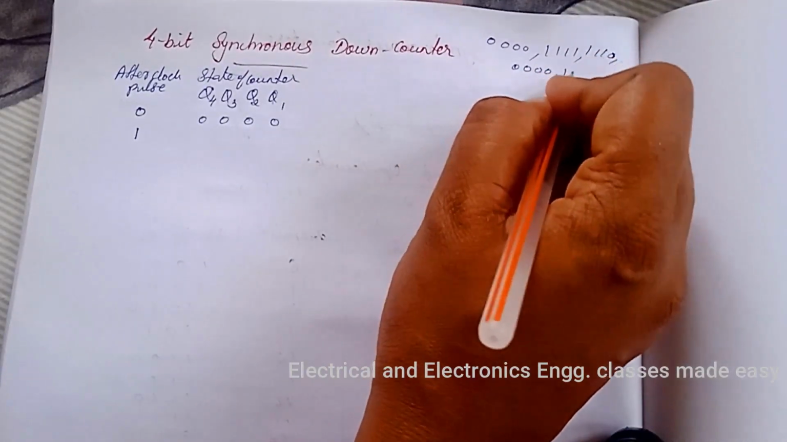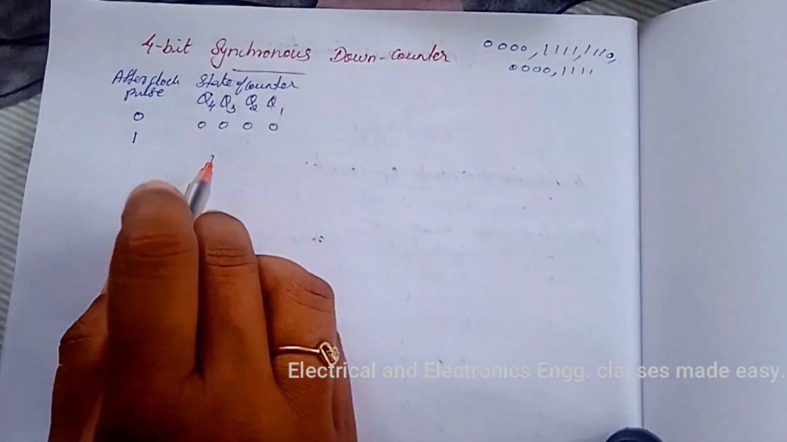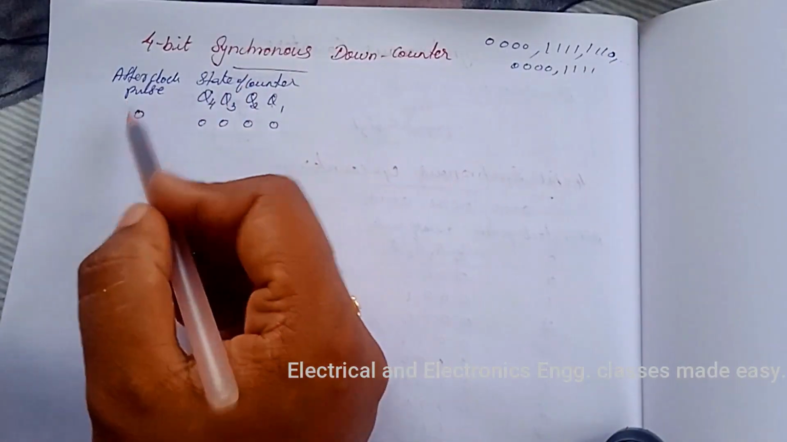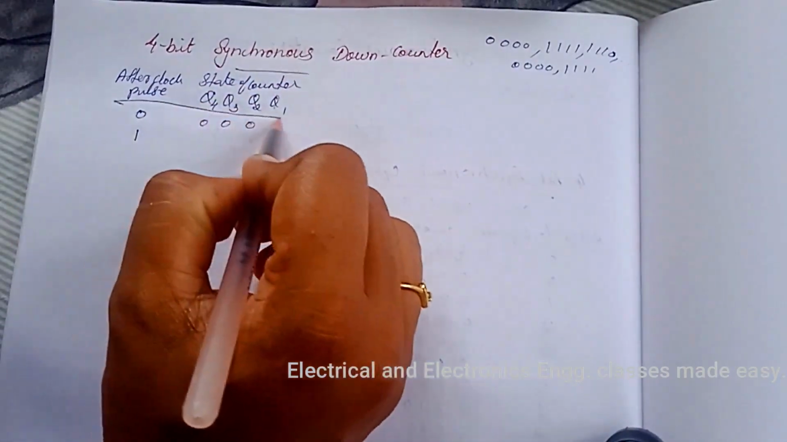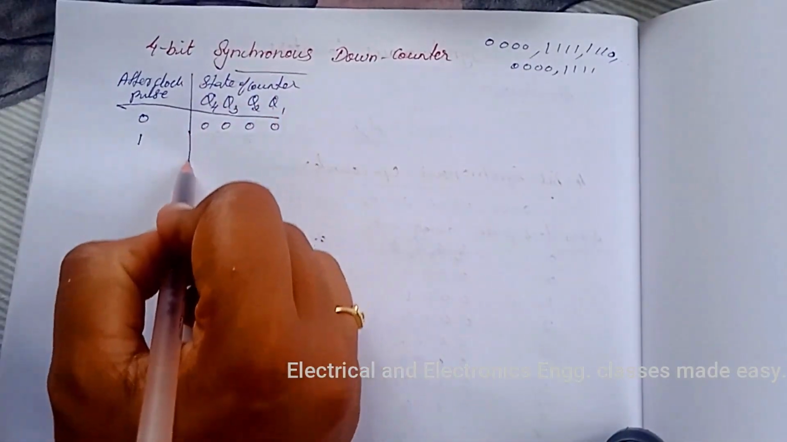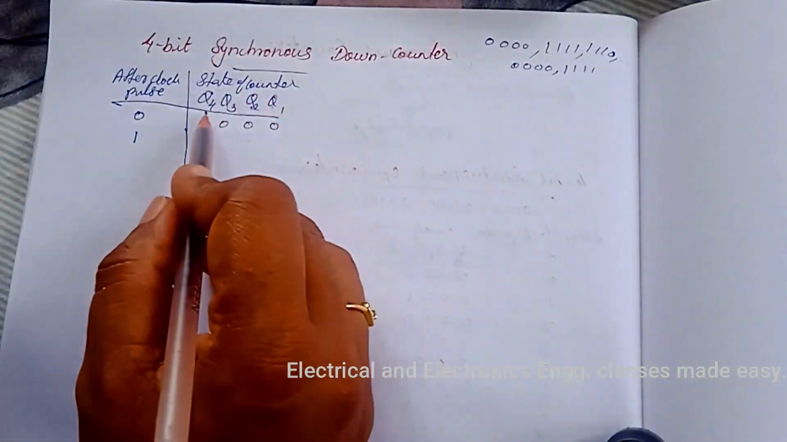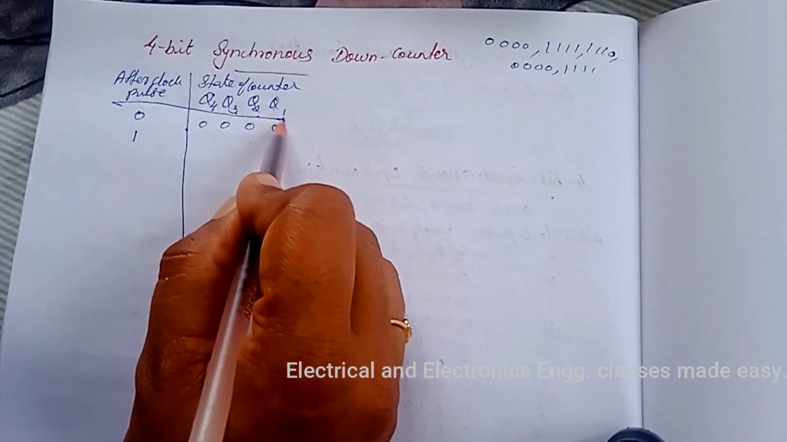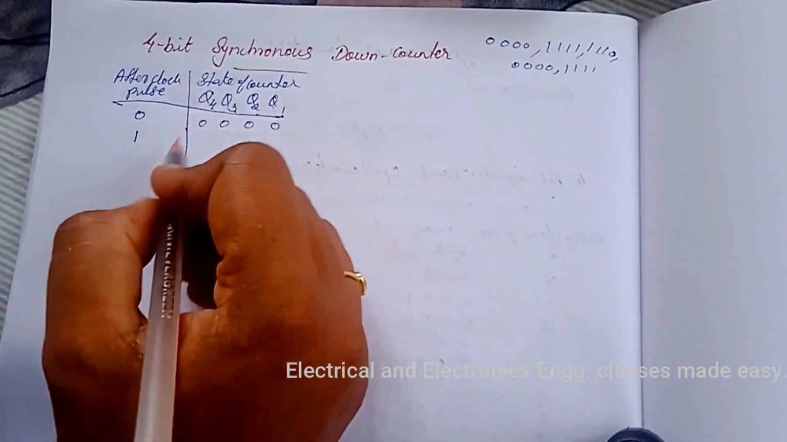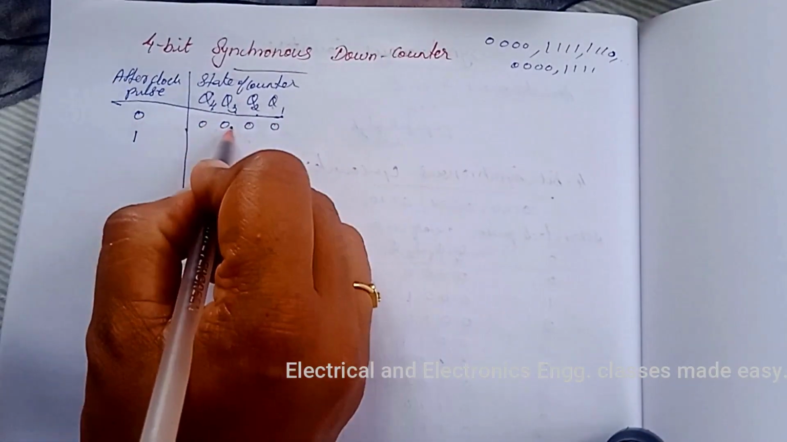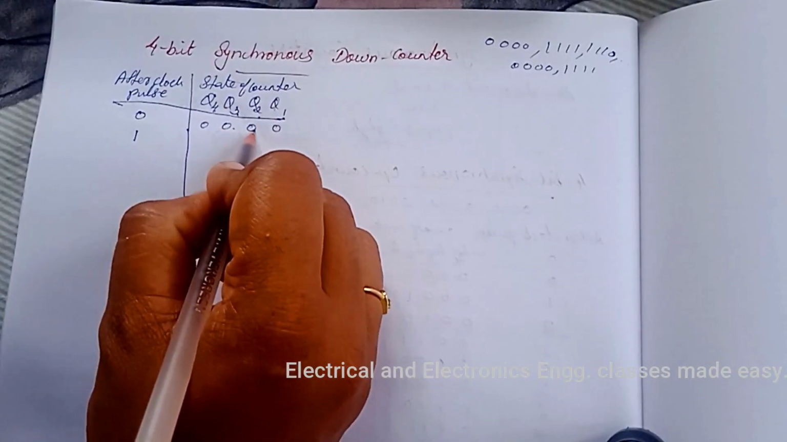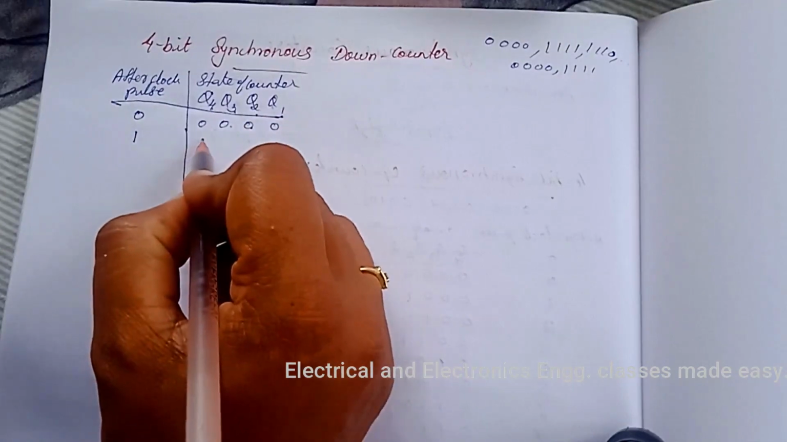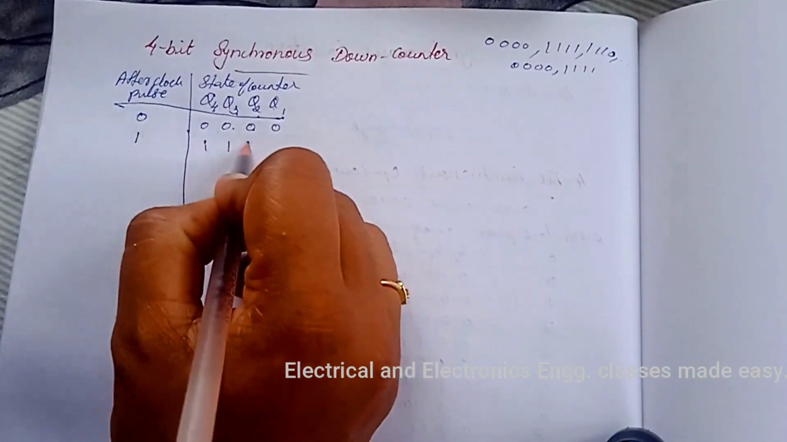0000, again 1111, like that. So let us write the counting sequence. So this is after clock pulse, and the second one is state of counter, that is Q4, Q3, Q2 and Q1, the outputs of the 4 flip-flops. So this is the first state of the flip-flop, that is in reset mode. Then after the first clock pulse, the output will be 1111.